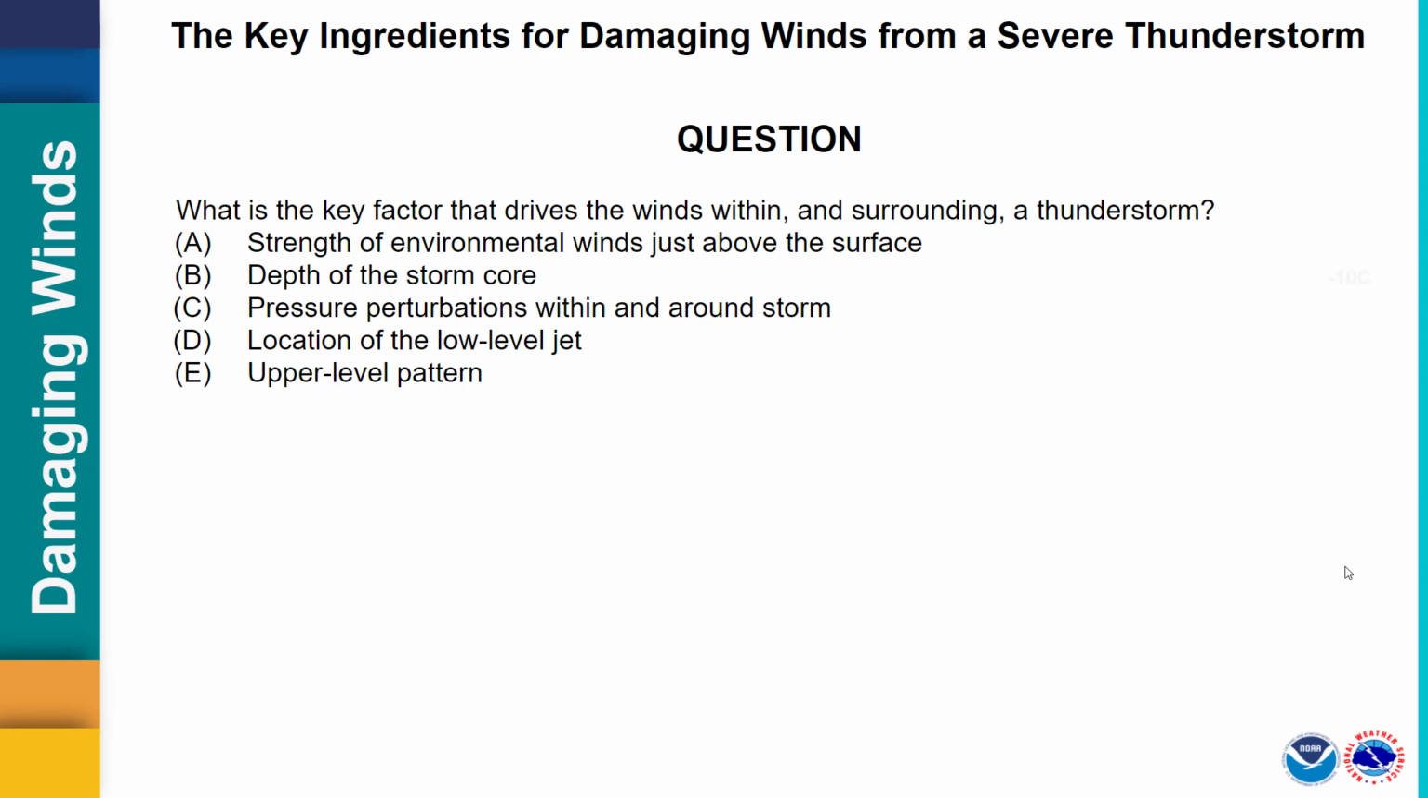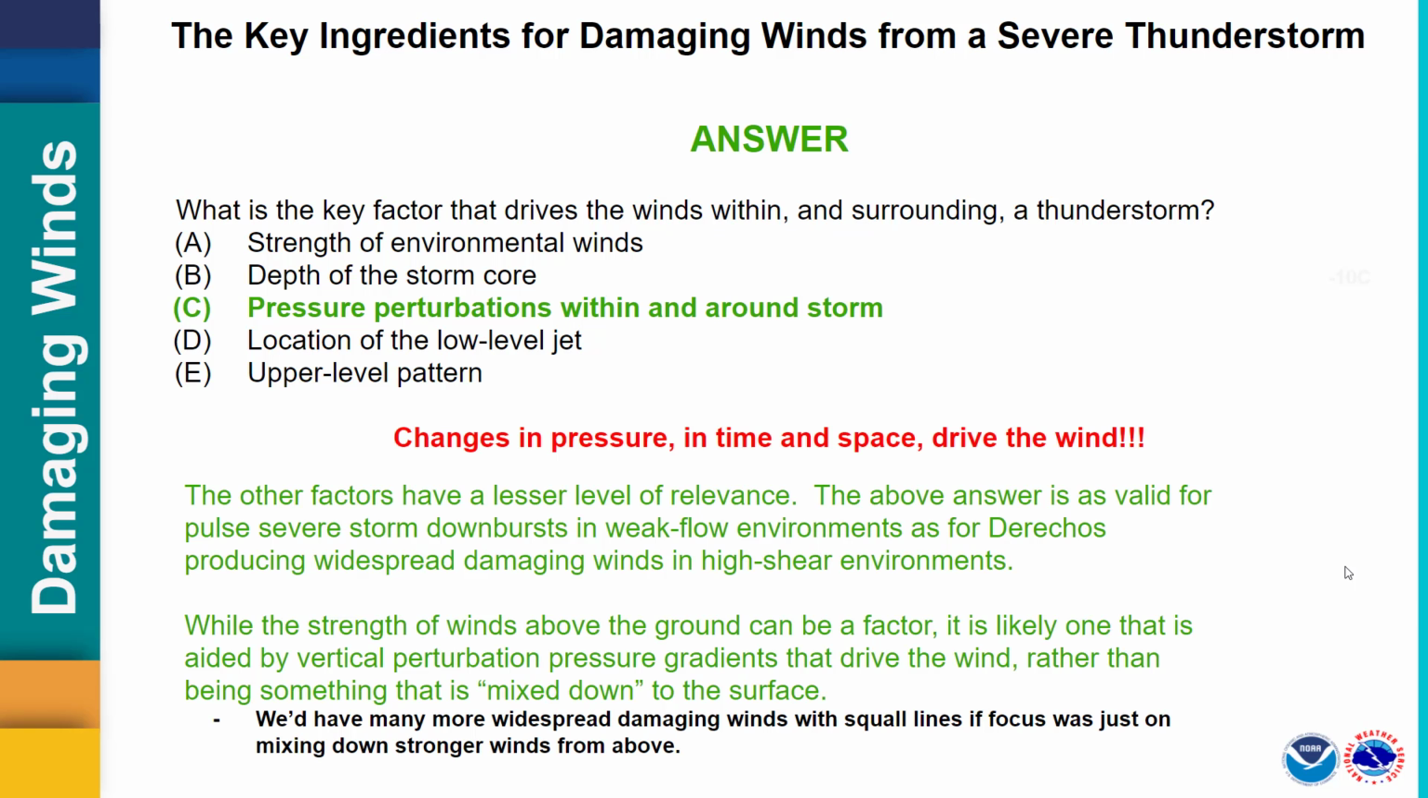First, what do you think is the key factor that drives the winds within and surrounding a thunderstorm? The correct answer is C, pressure perturbations within and around the storm. Why? Because changes in pressure in time and space drive the wind. The other factors have a lesser level of relevance. So the correct answer is as valid for pulse severe storm downbursts in weak flow environments as for derechos producing widespread damaging winds in high shear environments.